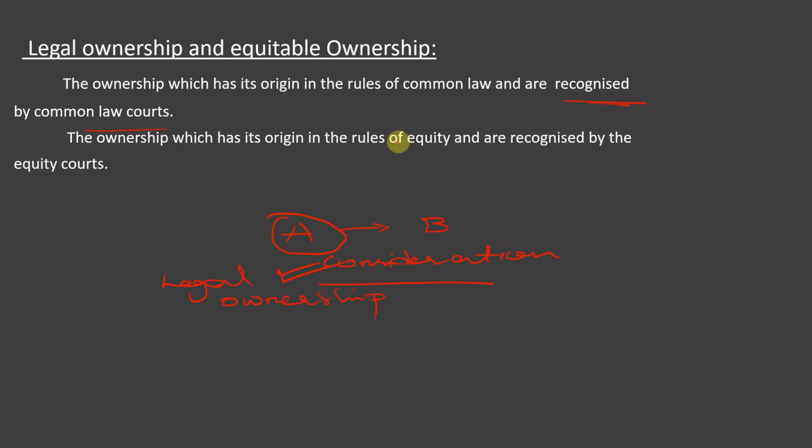Equitable ownership is the ownership which has its origin in the rules of equity and is recognized by equity courts. What is meant by equitable ownership is: A has purchased a property and A has paid the amount, but he has purchased the property in the name of B. So here B will be having equitable ownership, which means he may or may not have the right to enjoy the property because A has paid the amount. So, this is about legal ownership and equitable ownership.